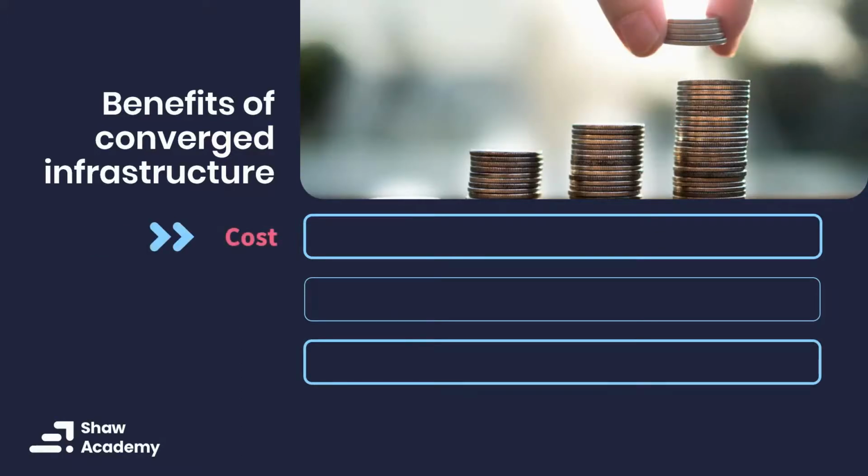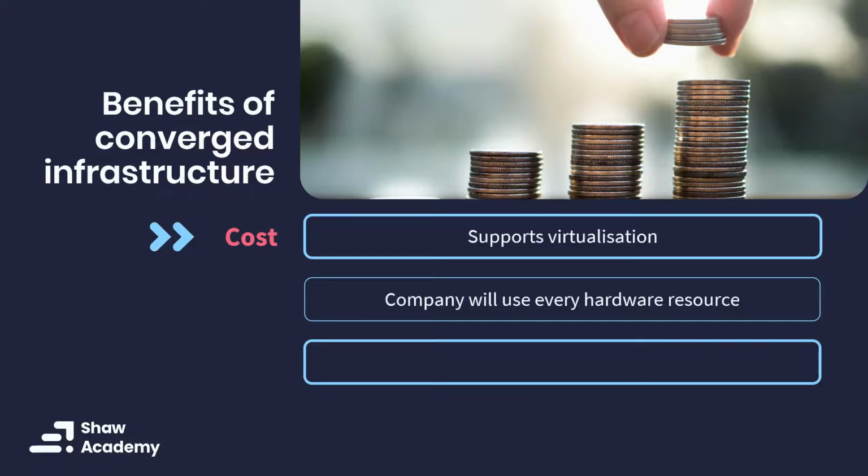And then there is the issue of cost. Because a converged infrastructure supports the use of virtualization, the company will be utilizing every hardware resource in the network, thereby saving funds on acquiring new hardware.